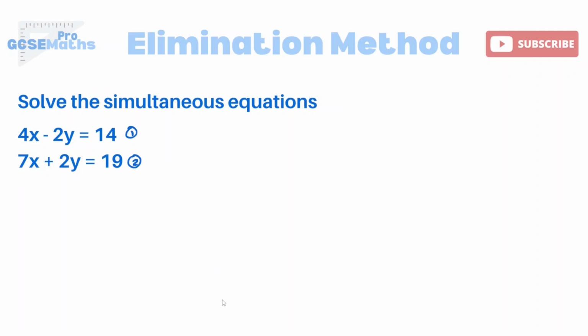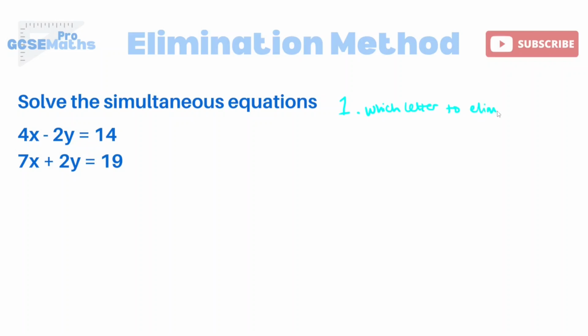You're going to check, do I have the same number of x's or the same number of y's? In this case, yeah. We have the same number of y's, don't we? They're both 2y. If you have that, eliminating kind of means make it 0, isn't it? Cancel it out, right? If I've got 2y and 2y, well, I can cancel those out to make 0, can't I? The first bit is you need to decide which letter do you want to eliminate.